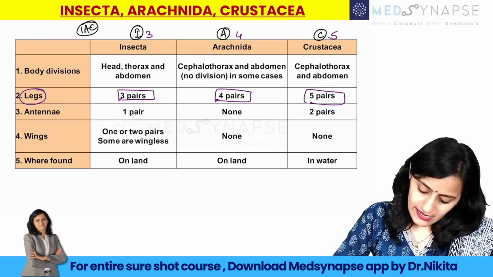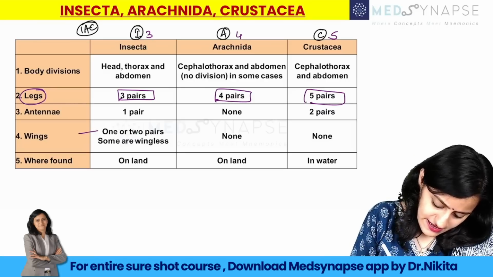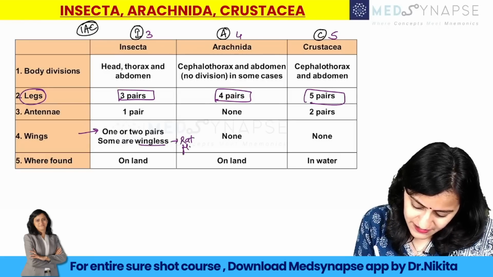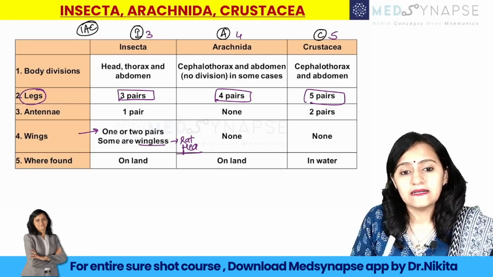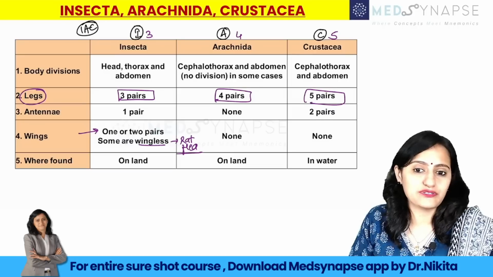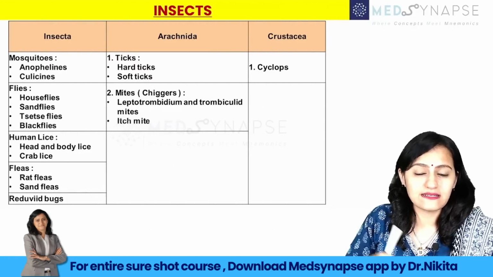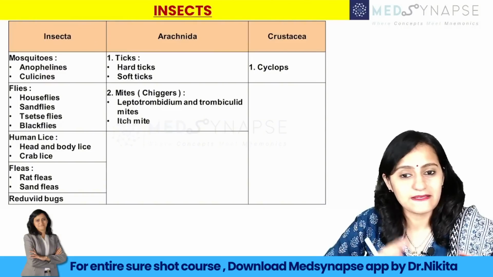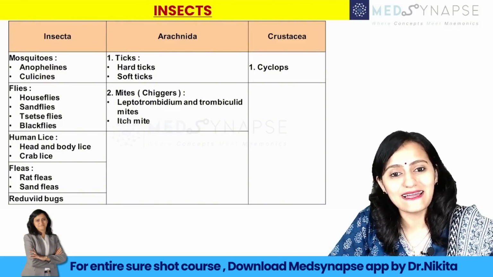Right? And remember that Insecta, they have the wings. Some are wingless, like for example, the rat flea is wingless, right? The Arachnida and the Crustacea, they do not have the wings. So if you see the wings, that means it is the Insecta. Now what comes under Insecta is what does not come under Arachnida and Crustacea.